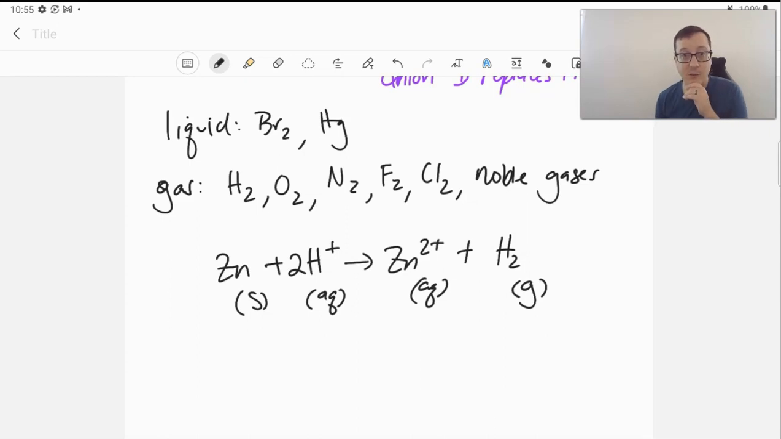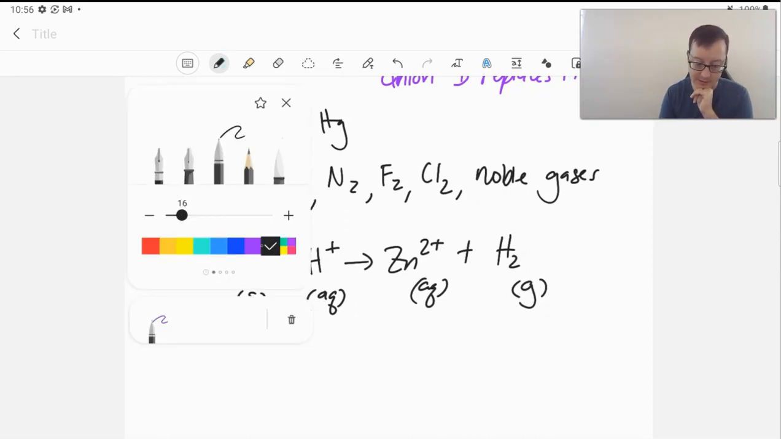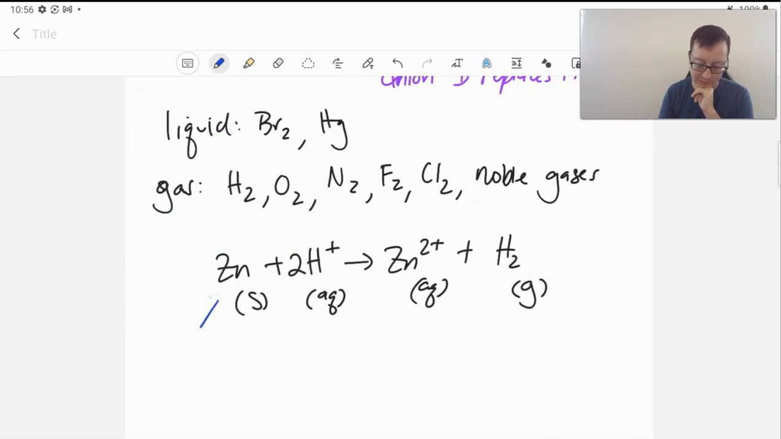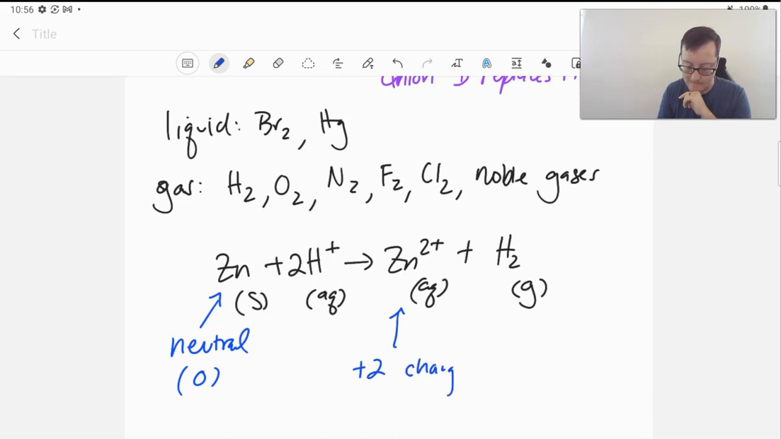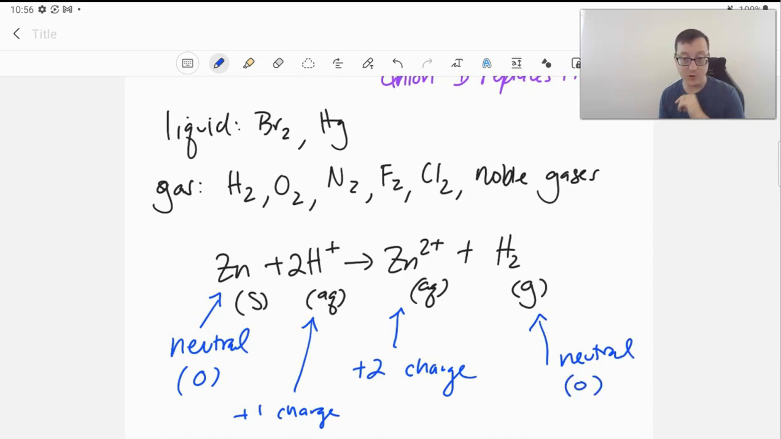Notice here, in this case, we actually have a change in the charge of these components. Our zinc used to be neutral, or we could say its charge was 0. And over here, it's got a +2 charge. And we've got hydrogen going from a +1 charge to no charge. No charge there.